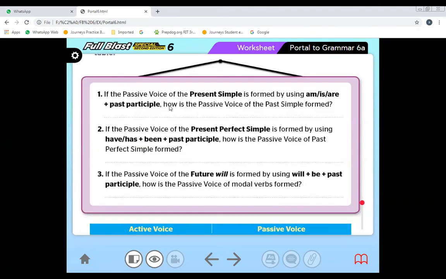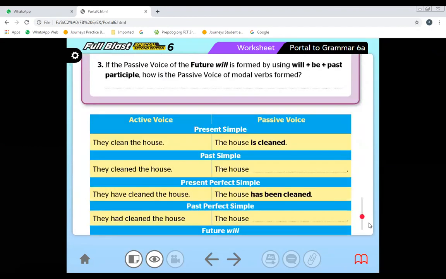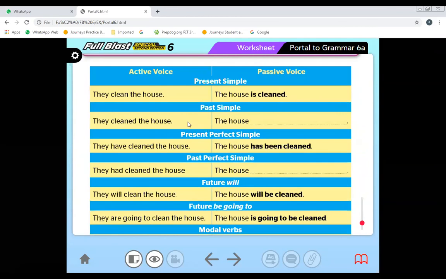If the passive voice is in the present simple, we add am or is or are plus past participle. Okay? But if it's in present perfect simple, we add have or has plus been plus past participle. If we are talking in will future, we add will be plus past participle. They are the same. And here are examples about the sentences. They clean the house, the house is cleaned, and so on. This is about the passive.